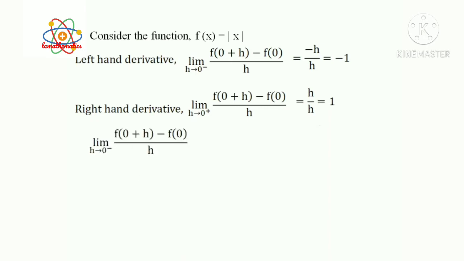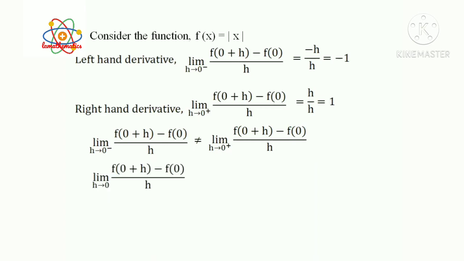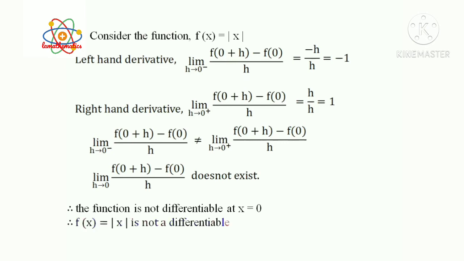Therefore, left derivative equals −1, right derivative equals +1. Therefore, we can say that the left derivative is not equal to the right derivative. The limit h tends to 0 of [f(0 + h) − f(0)]/h does not exist. Therefore, the function is not differentiable at x = 0, and f(x) = |x| is not a differentiable function.